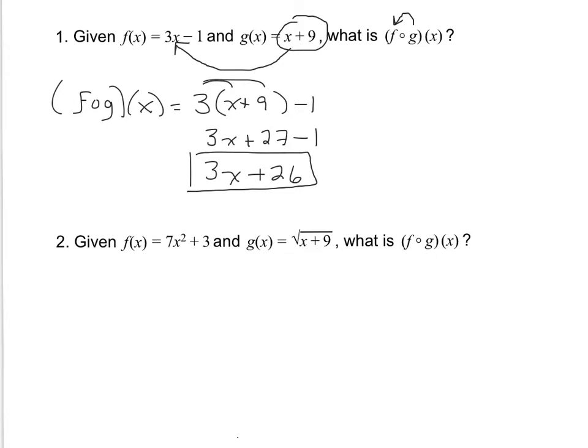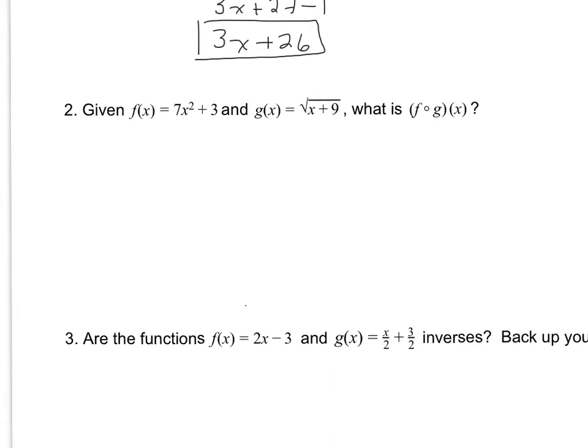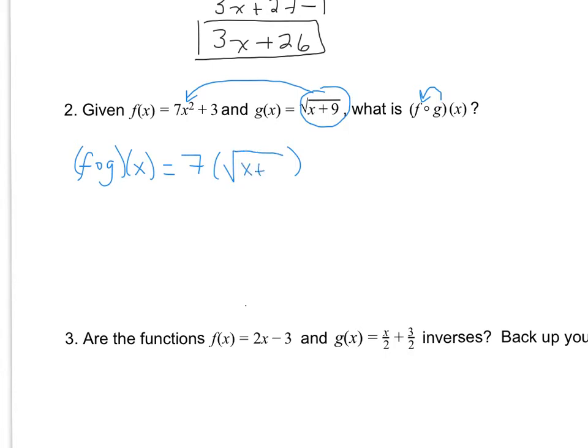Number 2 is a very similar problem, where we're given f of x equals 7x squared plus 3 and g of x equals square root of x plus 9. Again, we have g second, so g is going to go in for f. Everywhere we see x in the f function, we're going to put g. So f composed with g of x is 7, and instead of the x that was there before, we'll have the square root of x plus 9, squared, plus 3. All this area that was just x is now where I put my other function in.